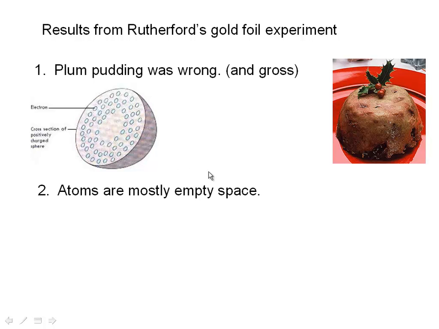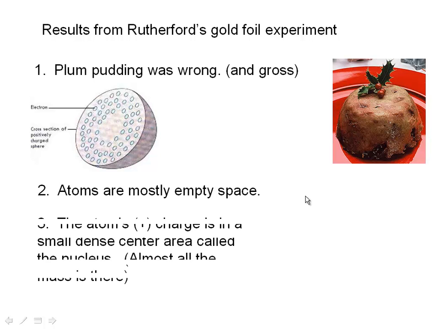Rutherford said, number two, that atoms are mostly empty space. And he said that because 99.9% of those alpha particles went straight through. Finally, he said that the atom's positive charge is in a small dense center area called the nucleus. And that's where almost all the mass is. So he figured that if most of these particles were going straight through, they must not be hitting anything to deflect them. So that's where he came up with this number two, that atoms are mostly empty space. So since most of them were going through, he figured there must not really be anything for those alpha particles to hit.